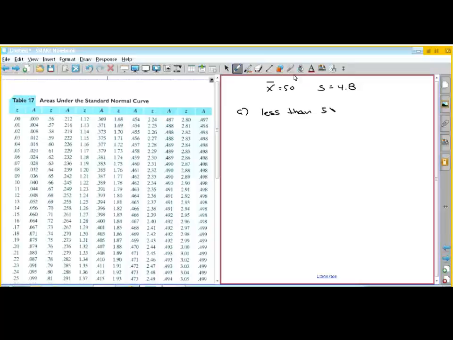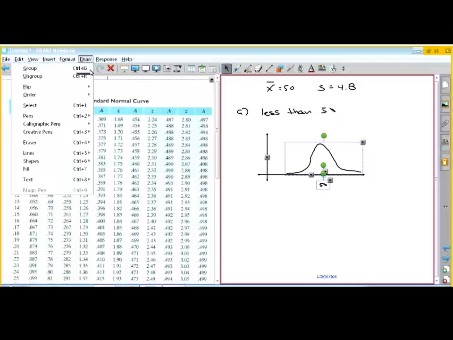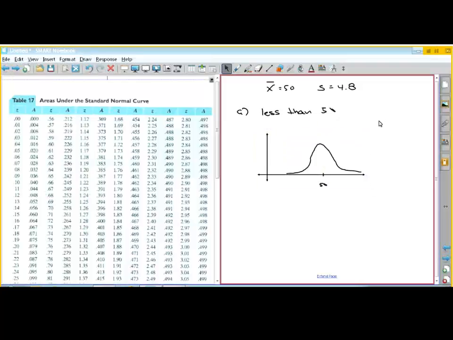So we're going to draw a curve each time to represent what's going on here. So we're assuming it has a normal distribution with a value of 50 here. So that's our mean. And then we're going to have a bell-shaped curve like this, coming back down again. And I'm going to use this graph. I'm going to group it all together, and we'll just copy it for all the other ones.